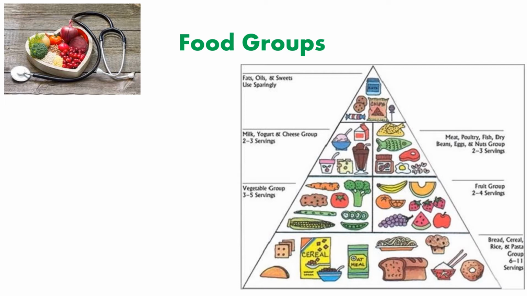So what are the food groups? Well, at the base of the pyramid, you have a lot of these carbohydrates, which are composed of bread, cereals, rices, and pasta. And then you've got fruits and vegetables, dairy, protein, and then fats.